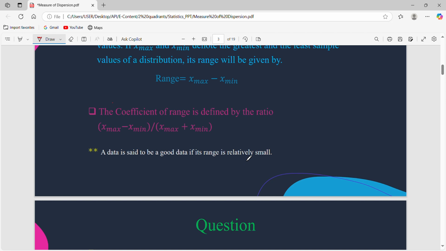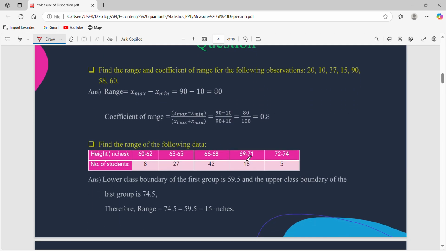Now one question. Find the range and coefficient of range for the following observations: 20, 10, 37, 50, 90, 58 and 60. So range equals x max minus x min. Here the maximum value is 90 and the minimum value is 10. So 90 minus 10, this is 80. And the coefficient of range, x max minus x min divided by x max plus x min, equals 90 minus 10 divided by 90 plus 10, and this equals 80 by 100, that is 0.8.